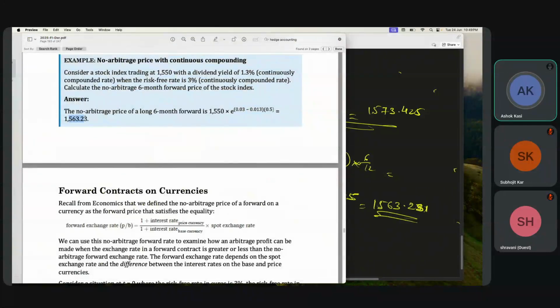So this is it. Fine, understood why we are reducing, because this amount is influenced by that dividend yield spot, but by the time we cross after 6 months, this dividend yield effect would have gone, so we are supposed to reduce that.